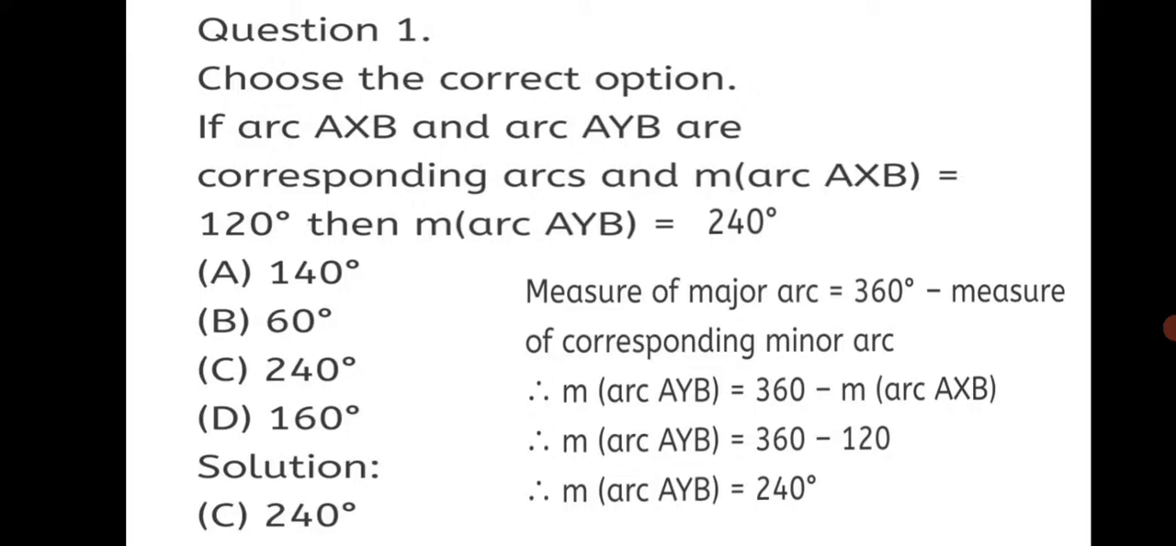Remember this formula, measure of major arc is equal to 360 minus measure of corresponding minor arc. Then you can solve the sums easily for this practice set. Only one formula you have to remember for this practice set, that is measure of major arc is equal to 360 minus measure of corresponding minor arc.